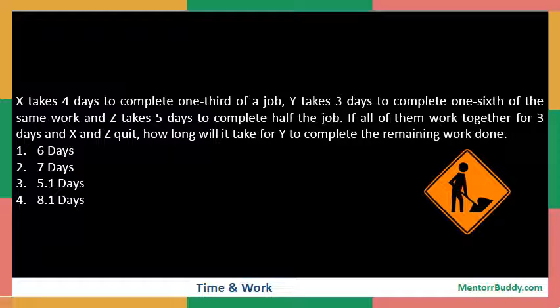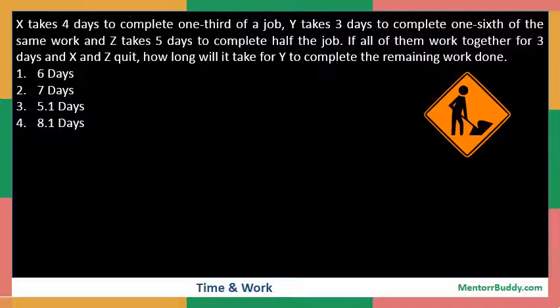We have a question based on time and work, which says X takes 4 days to complete one third of a job, Y takes 3 days to complete one sixth of the same work, and Z takes 5 days to complete half the job. If all of them work together for 3 days and X and Z quit, how long will it take for Y to complete the remaining work? Let's see how we can solve this question.